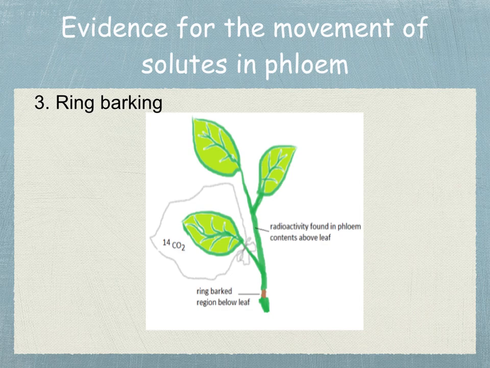Ring barking can also be used to show phloem contents, how they move both up and down the stem. So if a leaf is given radioactive carbon, so the sugars will be labeled, these will move into the phloem. The phloem is damaged just below the leaf, and the labeled sugars are then found in the phloem above the leaf, showing the contents are moving upwards.